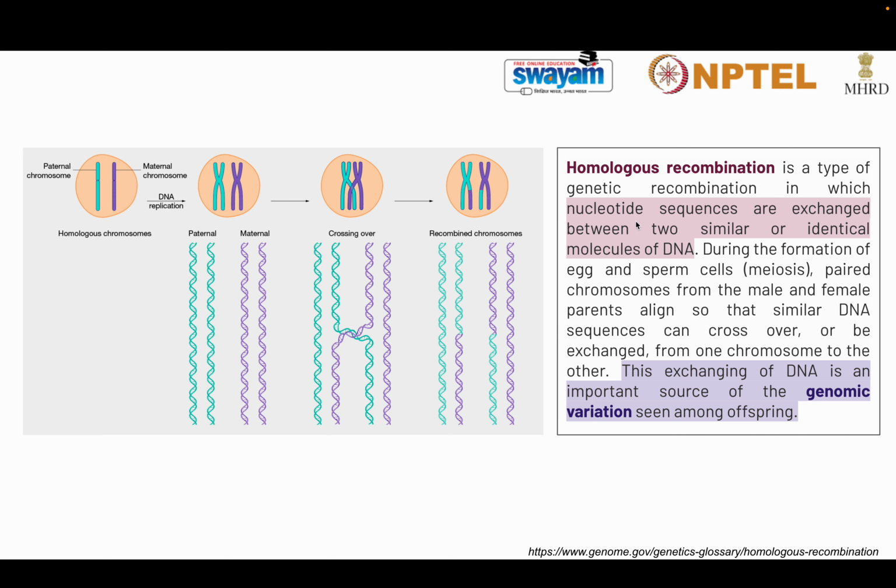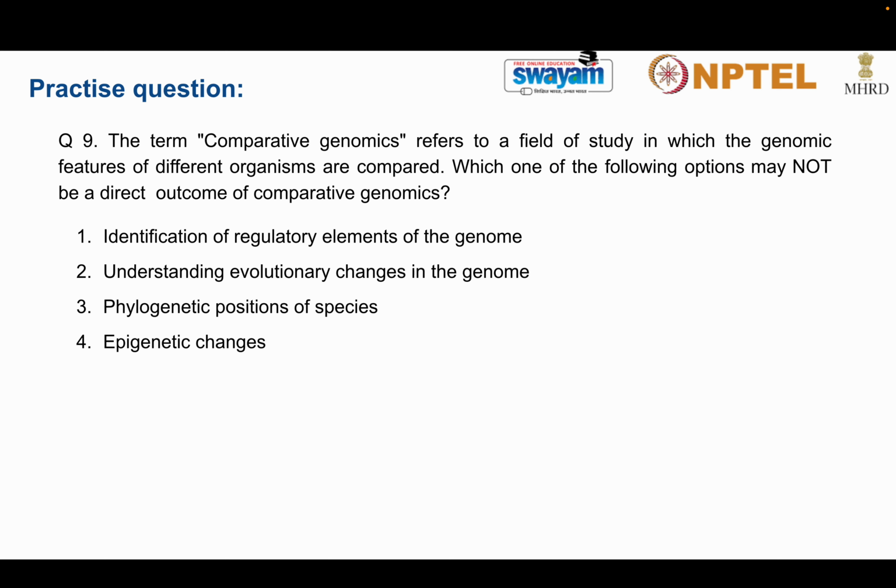So in this way, you can say that the nucleotide sequences are exchanged between the two similar or identical molecules of DNA, and this exchanging of DNA is an important source of the genetic variation among the offsprings, due to which we look like a slight mixture of our mother and father. We are not exactly like either parent, but we are the combinations. So there are certain differences which are observed in us, and all these differences are the result of this recombination. So let's move to the next question.